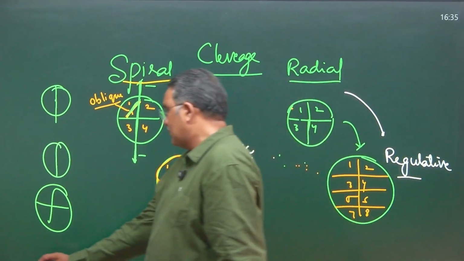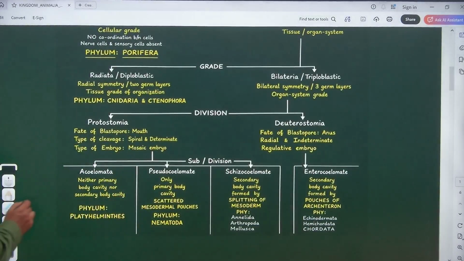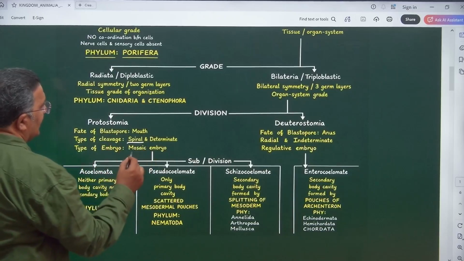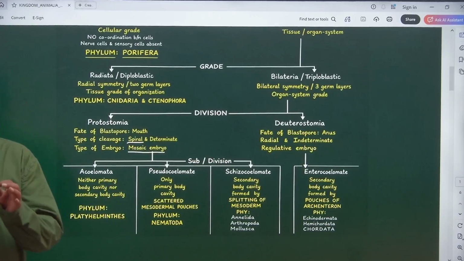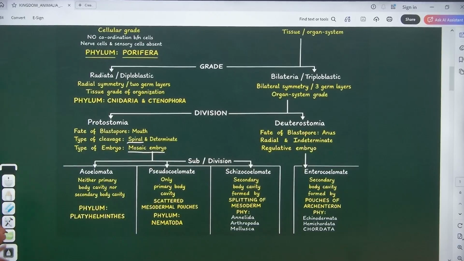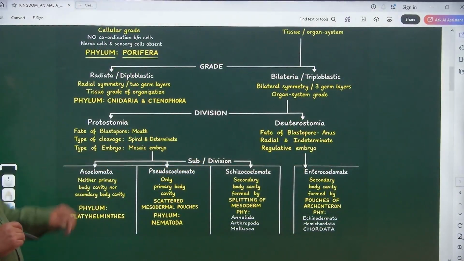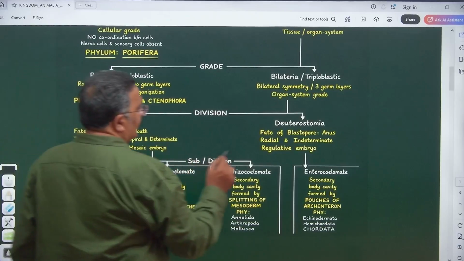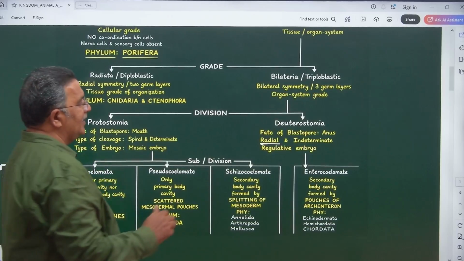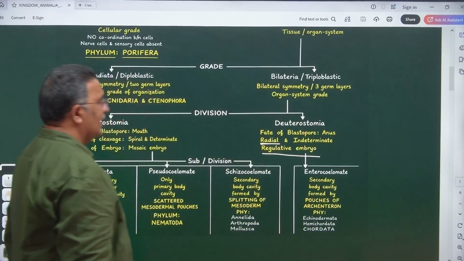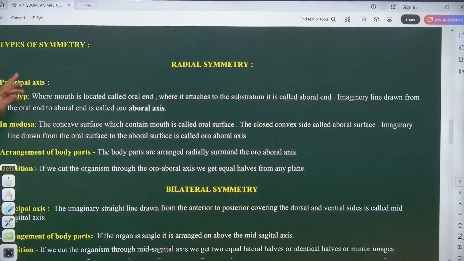Let me show you to understand this. We completed this one: spiral cleavage, mosaic embryo. What is spiral cleavage? Cleavage patterns are oblique to the polar axis, hence we got a mosaic embryo. Next, we completed this one in deuterostomia, radial cleavage. Cleavage patterns are straight, hence we got what type of embryo? Regulative embryo. We have notes, no need to be confused. The notes are available to you.